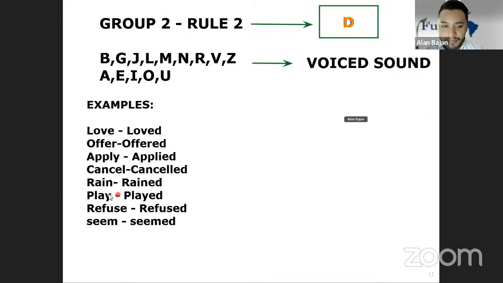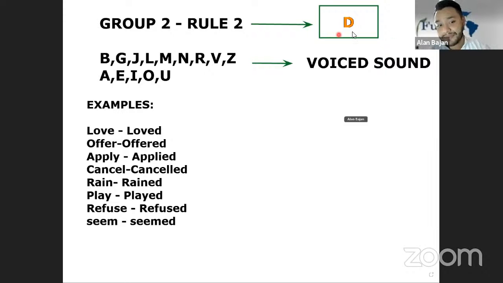Listen to the difference. I play football today. Yesterday, I played video games. Again, today, I played the guitar. Yesterday, I played the drums. Refused. Refused. Seemed. Seemed.